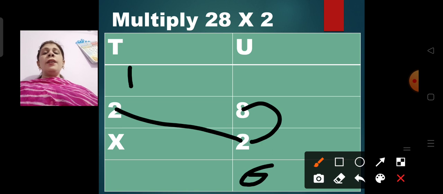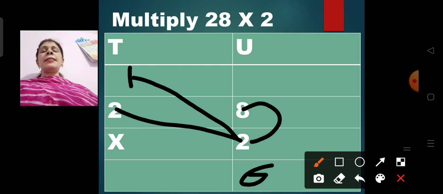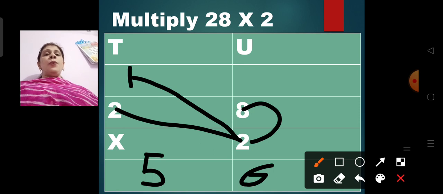2 twos are 2 ones are 2, 2 twos are 4. To that 4 I will add this 1 which I have carried over in tens place. So 4 plus 1 will become 5. So when I multiply 28 into 2, I get my answer 56. That means 28 twos is 56.